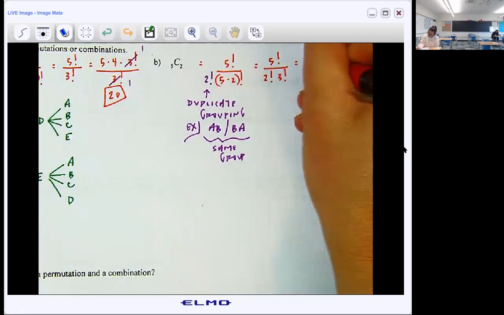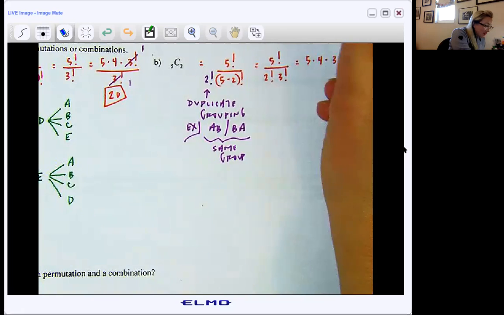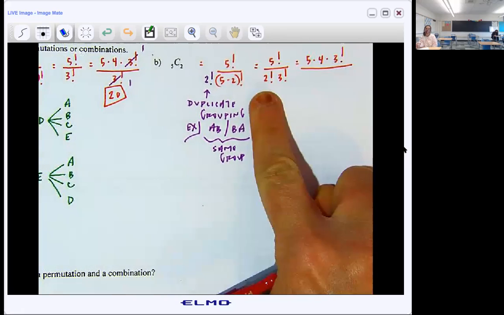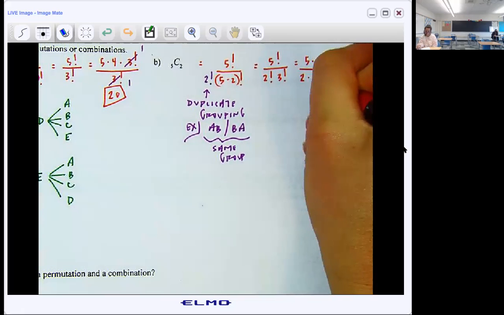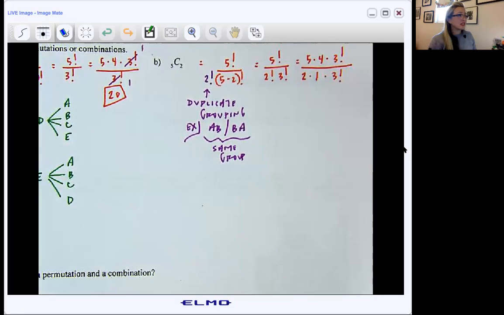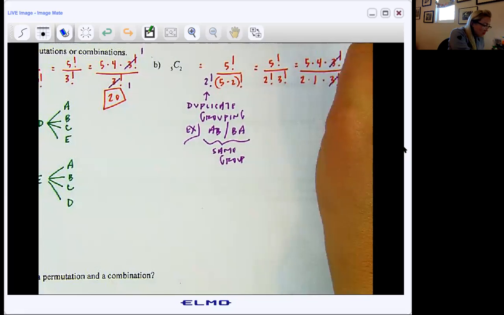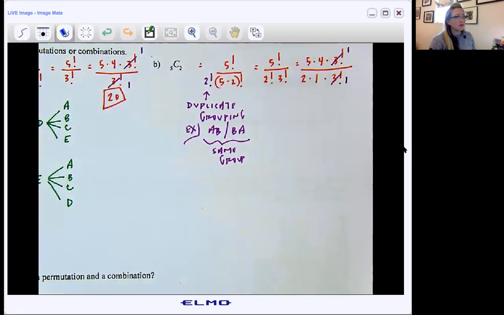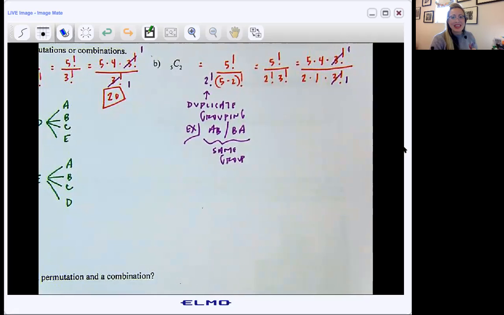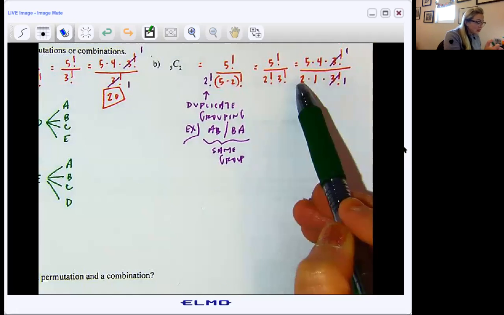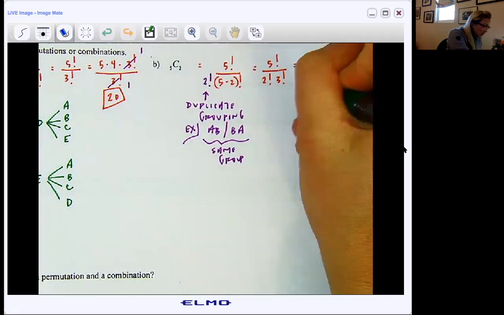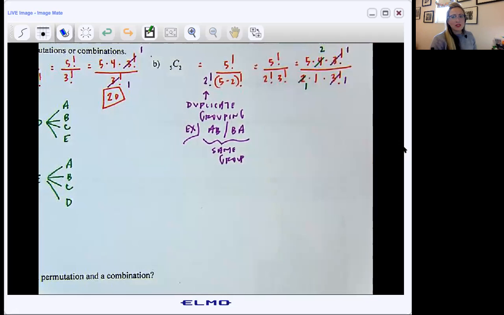So I could say 5 times 4 times 3 factorial on top. 2 factorial is just 2 times 1. And then here's my 3 factorial, just as a time saver. If I want to write it all out, that's fine. All right, whenever I have 3 factorial over itself, right, that's 1 to 1. And then I have to reduce down because I have a denominator with 2 in it, right? So if I look for my even number on top, I see the 4 here and the 2 here. So that can reduce to a 2 to 1 ratio, just like that. So really, that's going to simplify to be just 10.